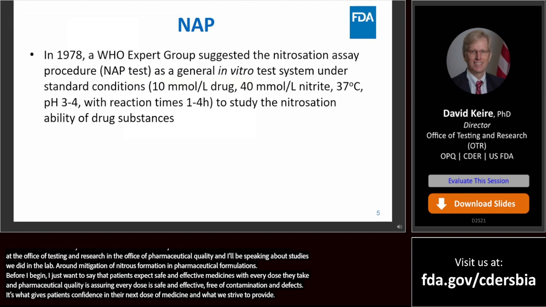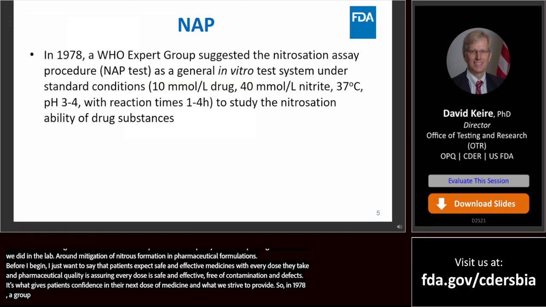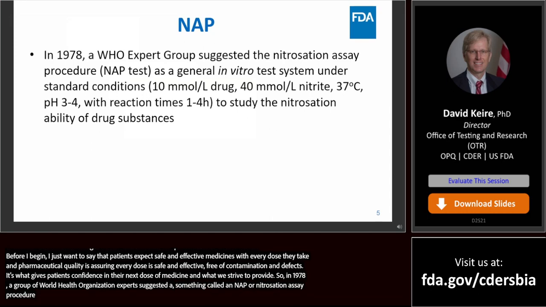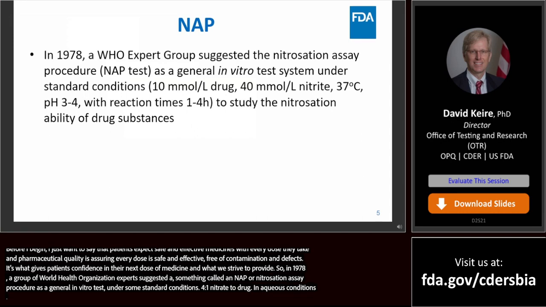So in 1978, a group of World Health Organization experts suggested something called a NAP, or nitrosation assay procedure, as a general in vitro test under some standard conditions, which is 4-to-1 nitrite to drug at 37 degrees and pH 3 to 4 under aqueous conditions, to study the nitrosation ability of drug substances. This was really targeted toward conversion within humans.